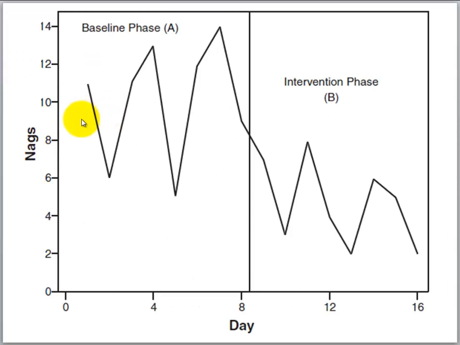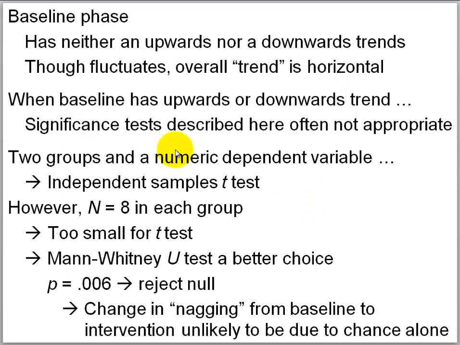So here's what I mean. We could draw a line through the baseline phase, and that line is roughly horizontal. It's not trending upwards. It's not trending downwards. There's a lot of fluctuation, but overall our pattern is a horizontal one. Now, if you see a baseline that does have a strong upwards or downward trend, then the significance test that I'm going to describe here would not be appropriate.